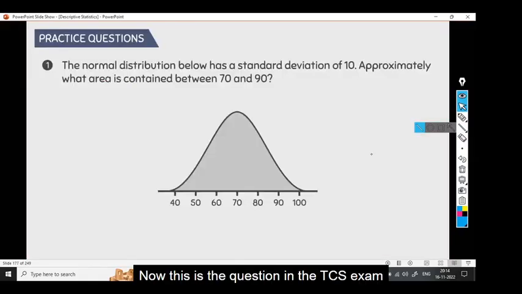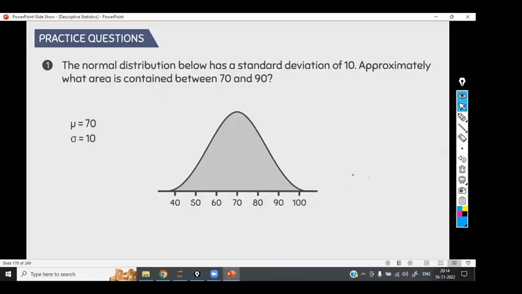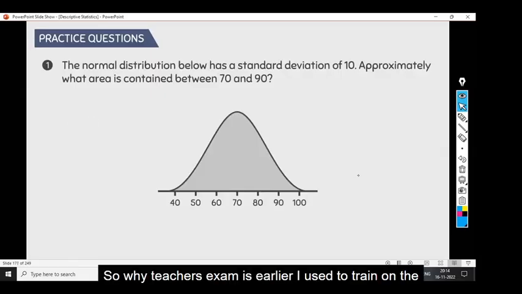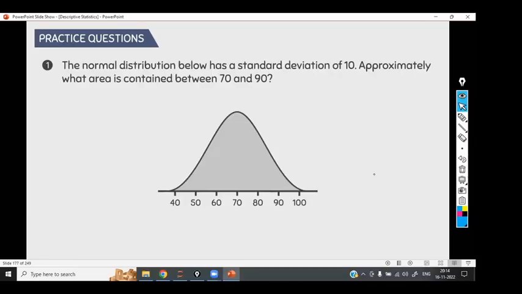Right? Now, this is the question in the TCS exam once again. Okay. Sir, why TCS exam? Earlier I used to train on the TCS. That is the reason I have collected TCS exam questions.